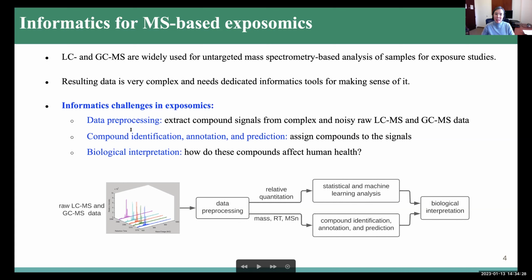So these three categories of informatic challenges have their particular positions in this workflow. We have raw data coming in, then pre-processed data. For the relative quantitation data, we do statistical and machine learning analysis. And for the qualitative information, including accurate mass, retention time, and fragmentation spectra, we try to identify, annotate, or predict the compounds. Finally, all the information will hopefully help explain some biology in the data.